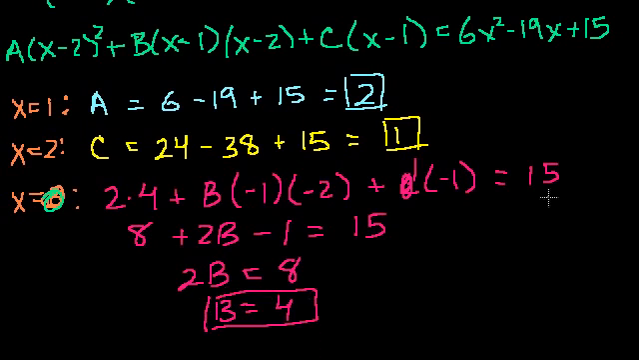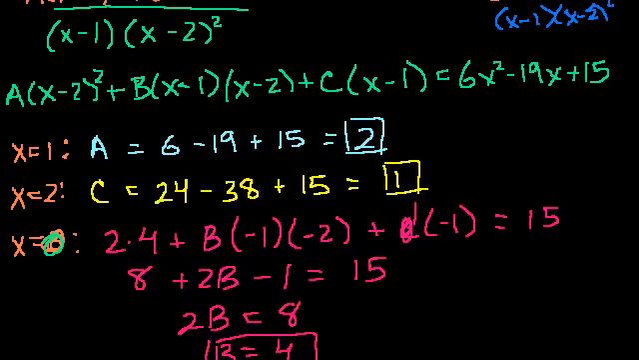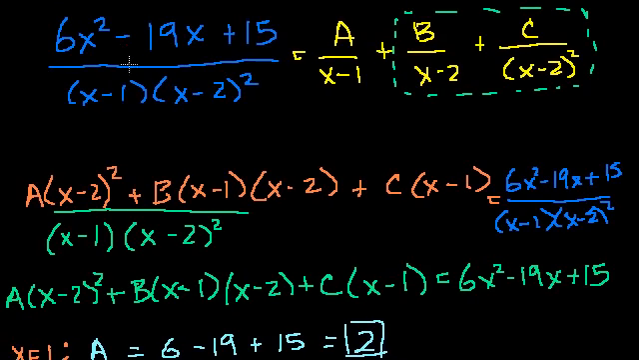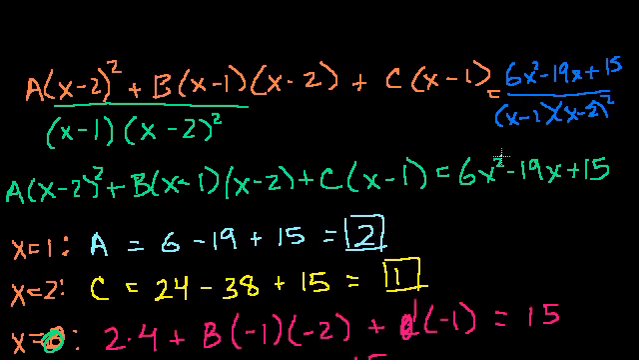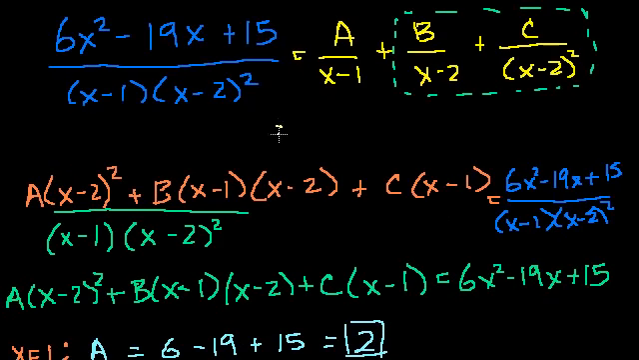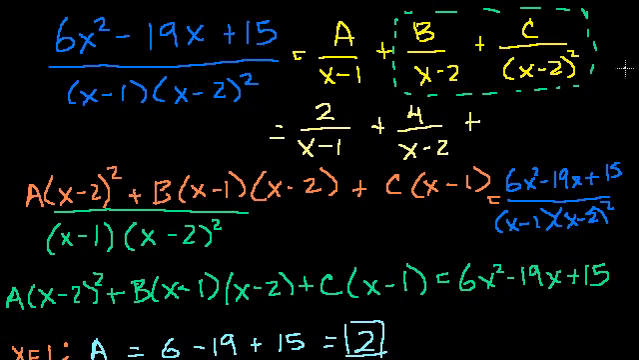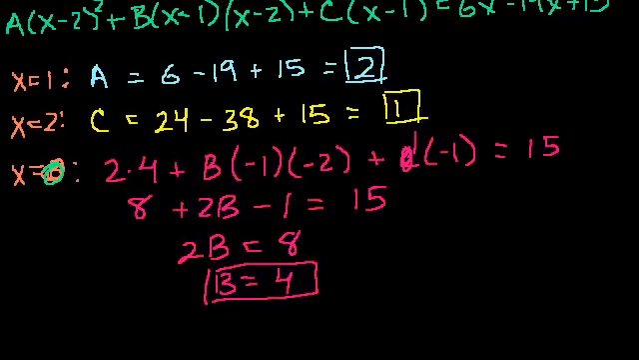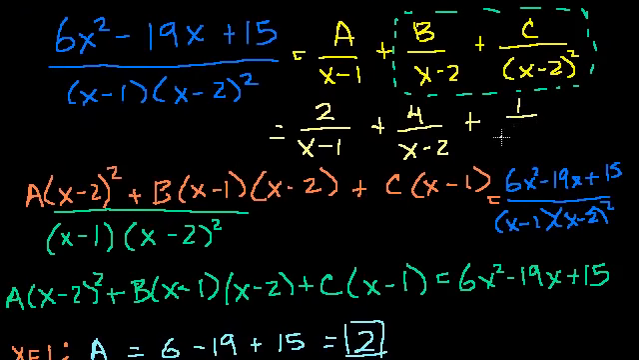So we're done. So the partial fraction decomposition of this right here is a, which we solved for, which is 2. So it equals 2 over x minus 1 plus b, which is 4, over x minus 2, plus c, which is 1, over x minus 2 squared.